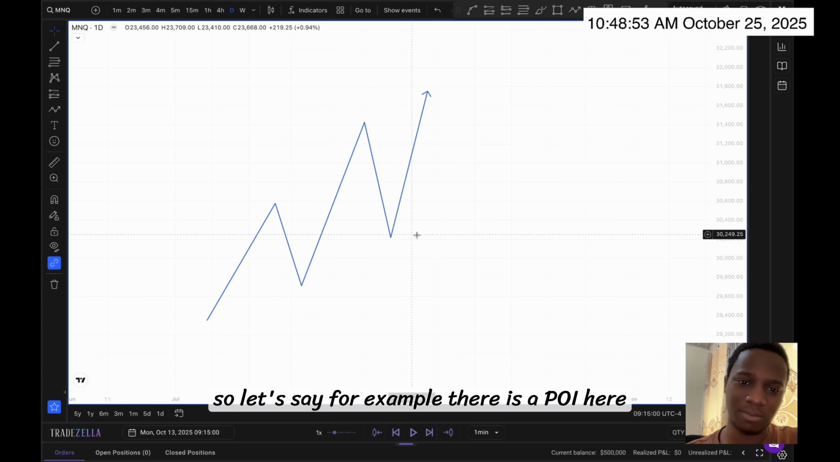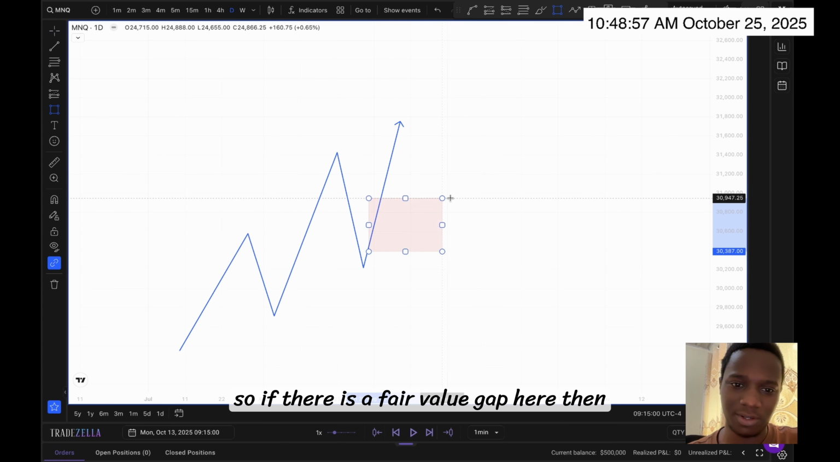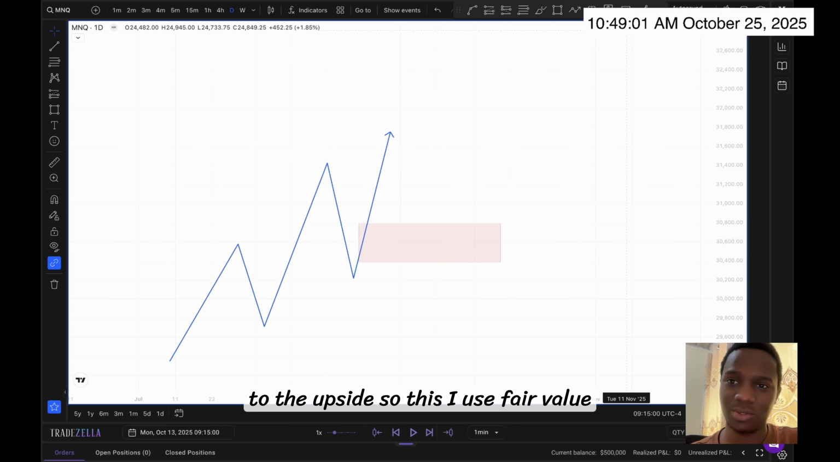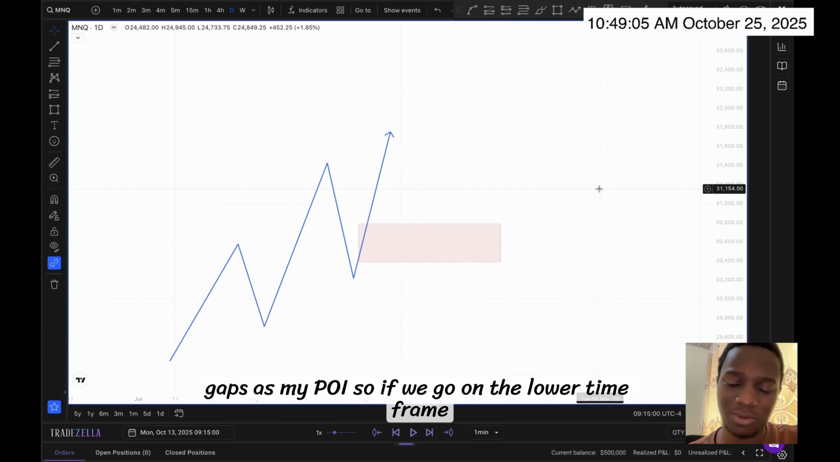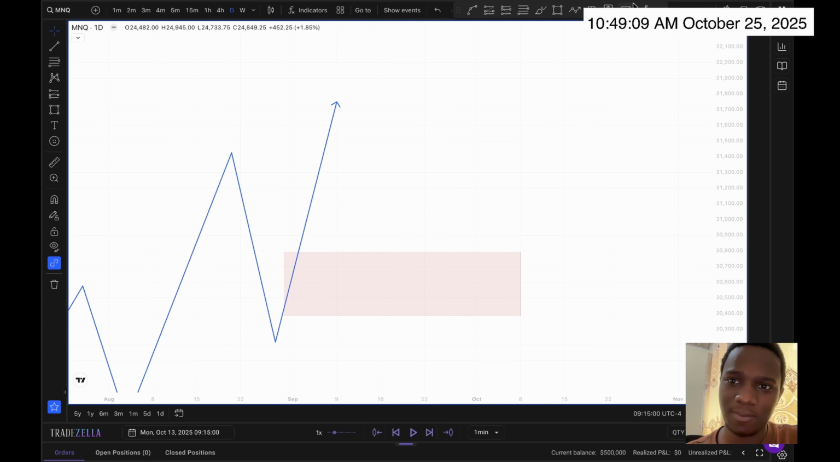So let's say, for example, there is a POI here. If there is a fair value gap here, then what would I like to see? Retracement into the gap, then continuation to the upside. So I use fair value gaps as my POI. So if we go on the lower time frame, let's zoom this in.